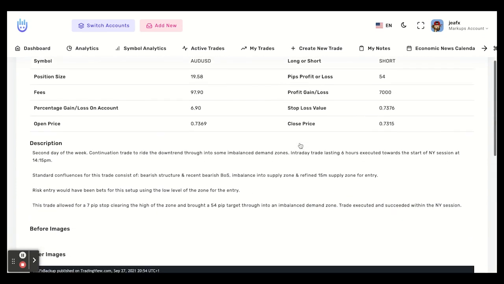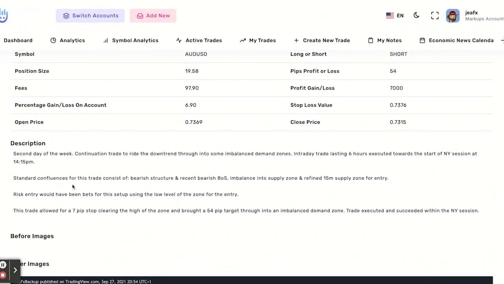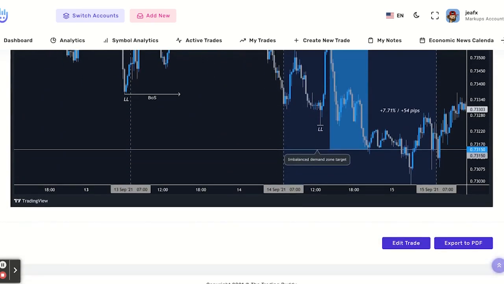Then we can write a description, something a little like this. Trade taken on the second day of the week. It was a continuation trade to ride the downtrend through into some imbalanced demand zones. The intraday trade lasted 6 hours and was executed towards the start of the New York session at 2:15 p.m. We can input the confluences for the trade, whether we used a risk entry or a confirmation entry, and then we can actually write a little bit about the stop loss, why it was placed there, and why our target was placed where it was. So as you can see, we can put a lot of depth in here.